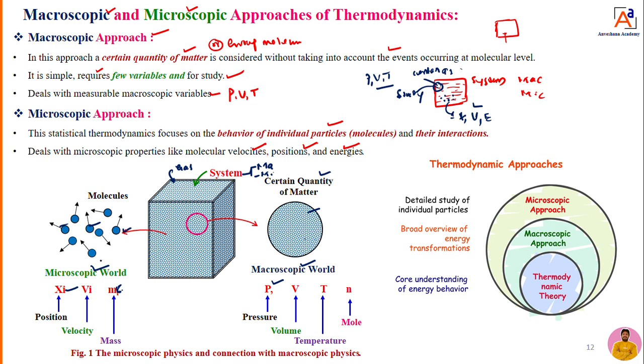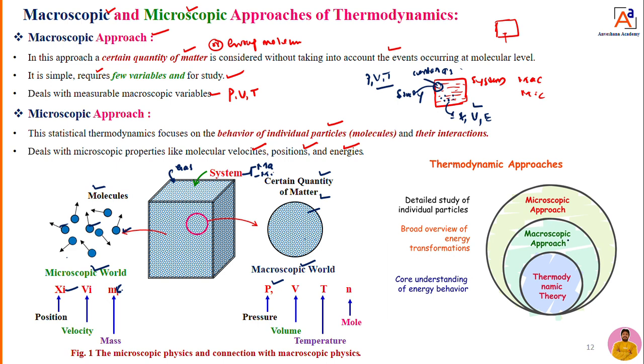So if you are doing the study on the system by considering individual particles and you are measuring the microscopic properties like position, velocity, and energy of the individual particle, then that study we can call a microscopic approach or microscopic view. Okay, so this is the difference between macroscopic and microscopic. In macro, we consider a certain quantity of matter, but when it comes to micro, we consider individual particles for the study.